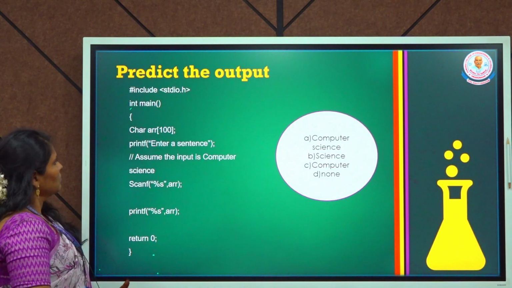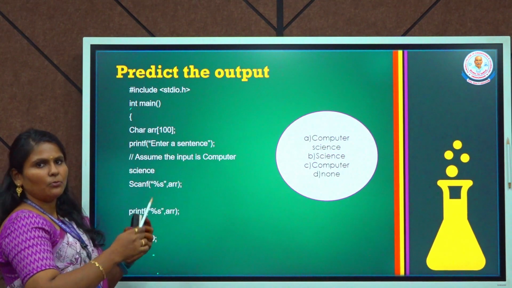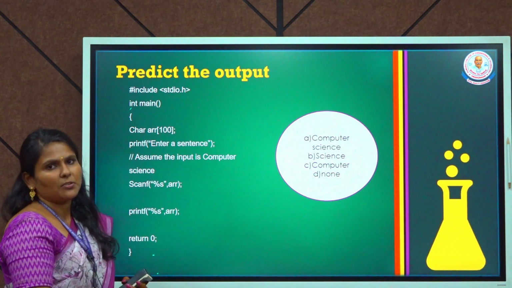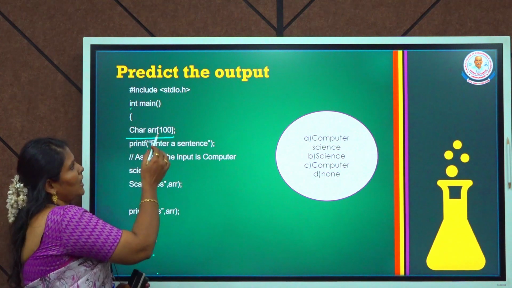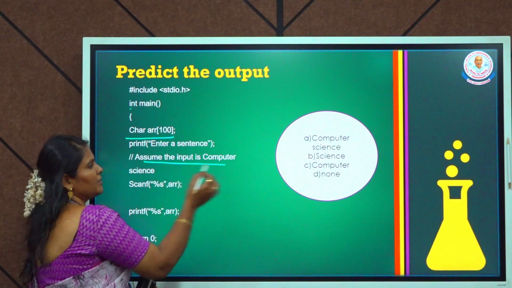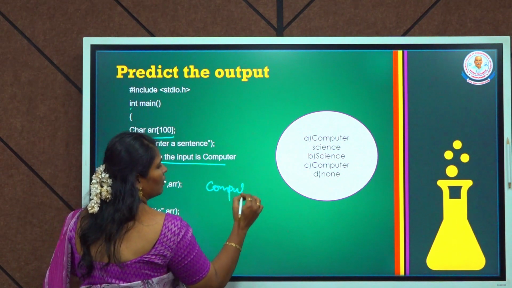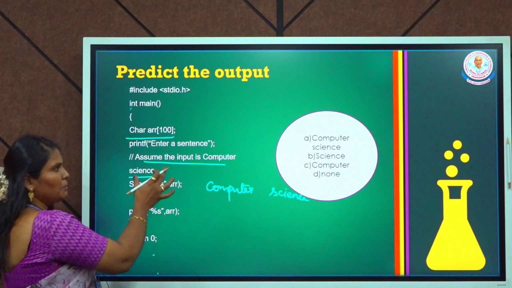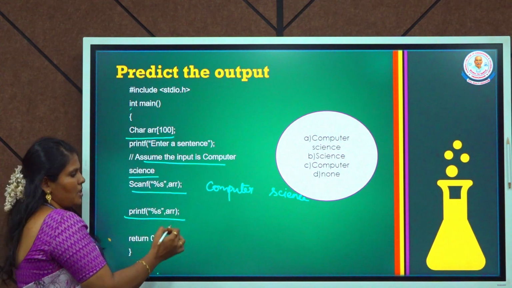Next one. This program is an example to find the difference between the scanf statement and the gets statement. Here I have given a character array of 100, and I am asking the user to enter a sentence. The user enters the sentence computer, then a space, then science. That is the input for this scanf statement. Then they print that same ARR.